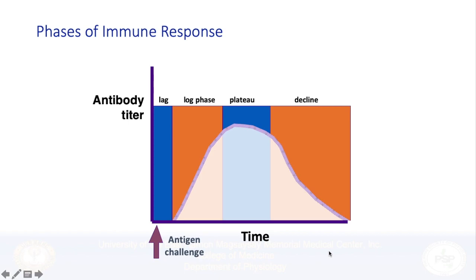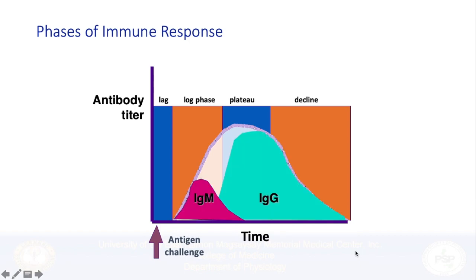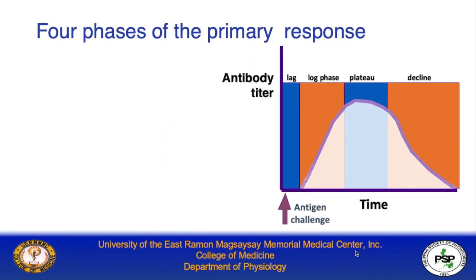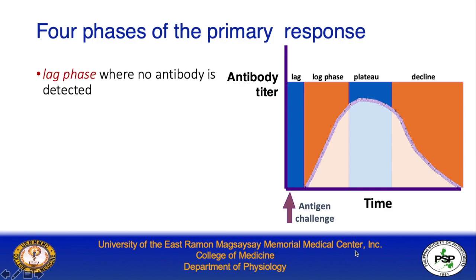Now, if we look at the curve, we can have several phases of the immune response. You have the lag phase, then the logarithmic phase, or log phase, then the plateau phase, and then the phase of decline. Now the lag phase is the phase where no antibody is detected. Again, this is from the time the antigen is introduced, or the body is exposed to the antigen, up to the point where the antibody level starts to rise.